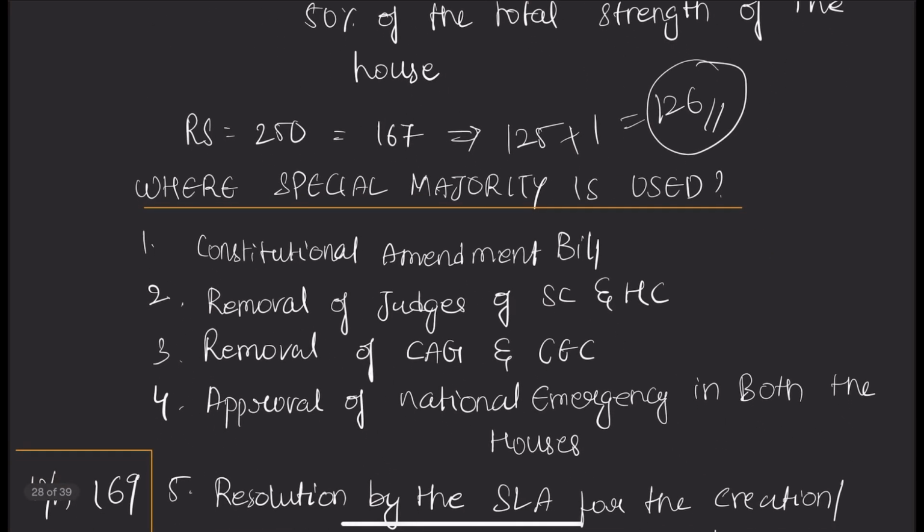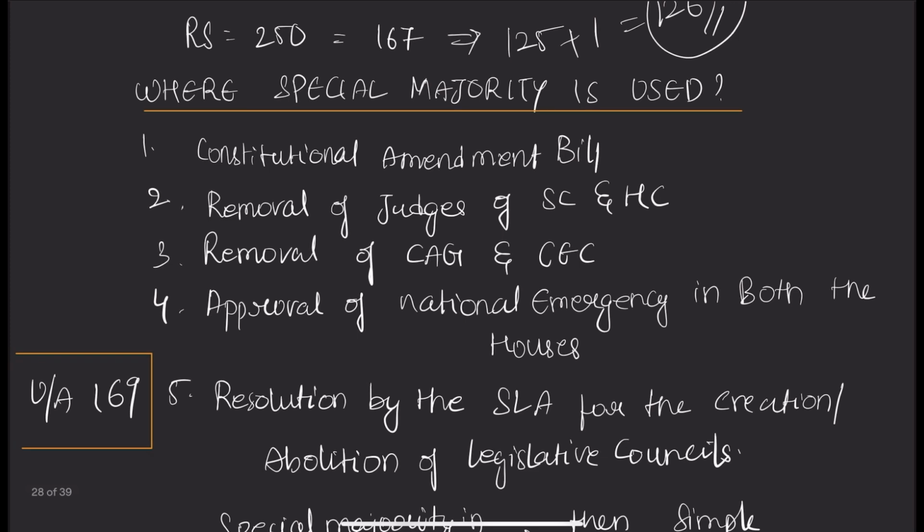Where is special majority used? Let's see. First one is, of course, Constitutional Amendment Bill. Second one is removal of judges of Supreme Court and High Court. Then again, Comptroller and Auditor General, and also Chief Election Commissioner. Fourth one, the approval of national emergency in both the houses. It must be supported by special majority.